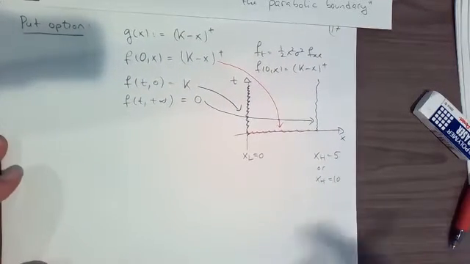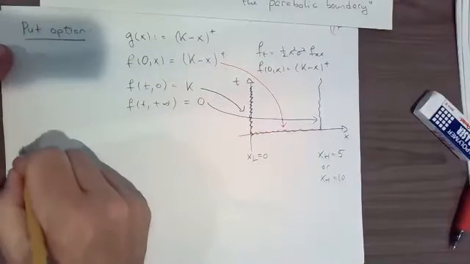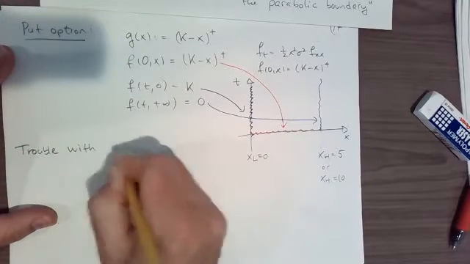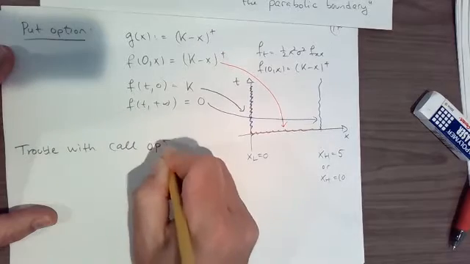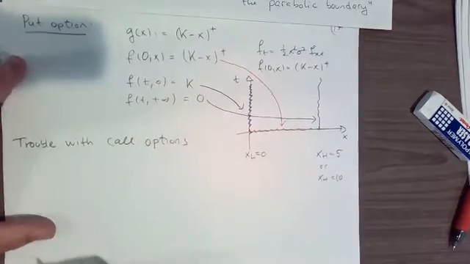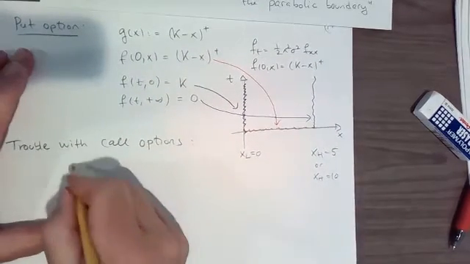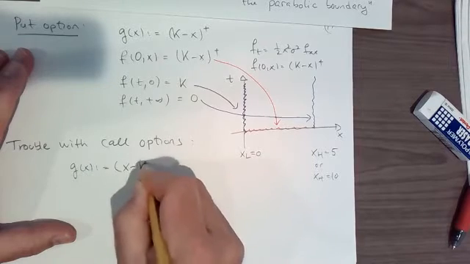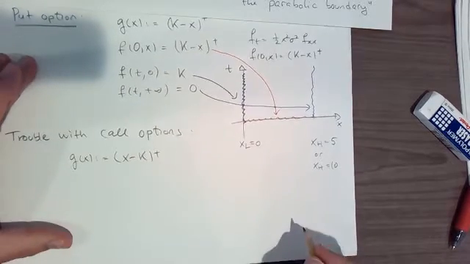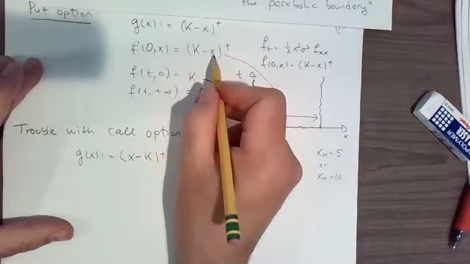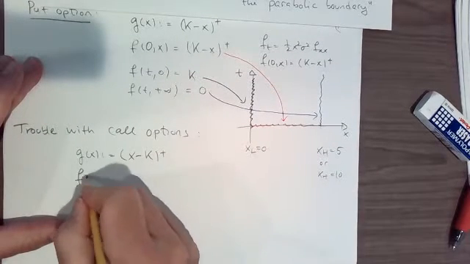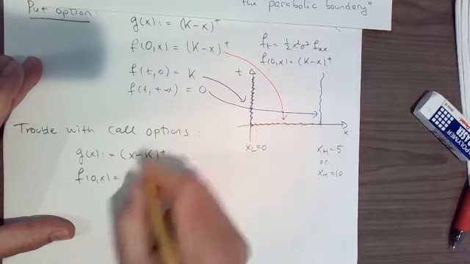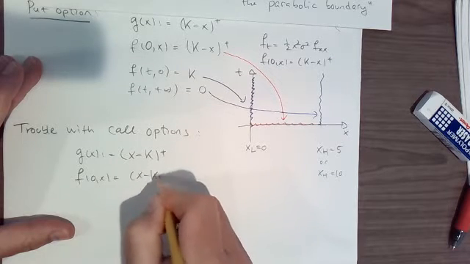But you can see that there's trouble. There's trouble with call options. Why is there trouble with call options? Well, then your g of x would be x minus K. And so your initial point would be the same again. F at (0, x) would be exactly x minus K.